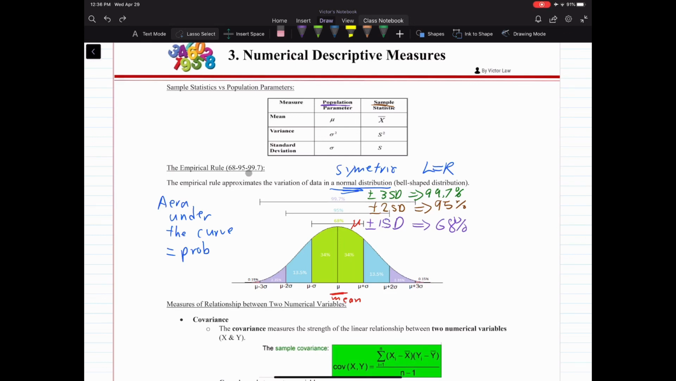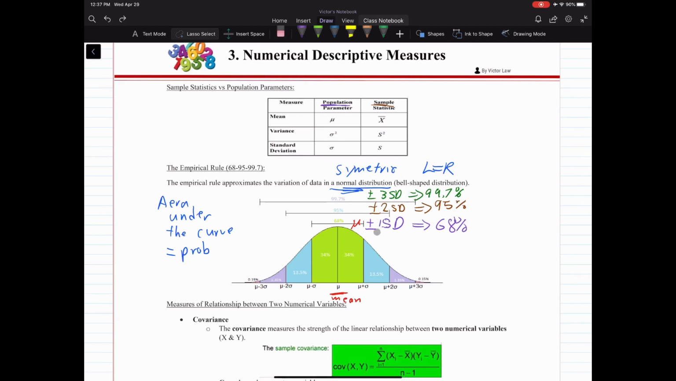And then the last one is your 99.7%. For 99.7%, we have the mean plus minus three standard deviations. So we have the mean plus three standard deviations and minus three standard deviations. The gap from mean minus three standard deviations to mean plus three standard deviations contains 99.7% of your data set. So the green, blue, and purple areas all add up to 99.7% of your data set. And that's what the empirical rule 68, 95, 99.7% represents.